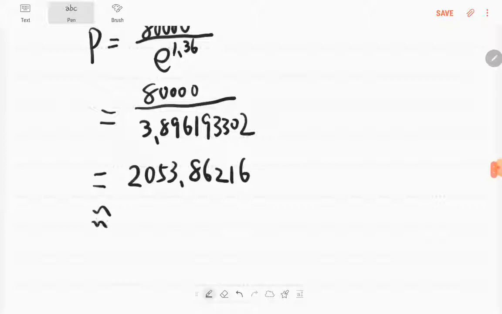So if we want to round it to the cents, so 2 decimals, that would be 2053.32. Sorry, here I made a mistake. Here is a 2, then 0.36 dollars.